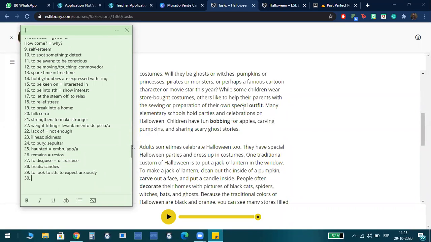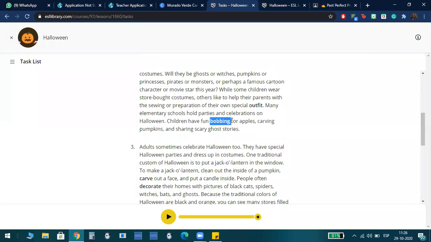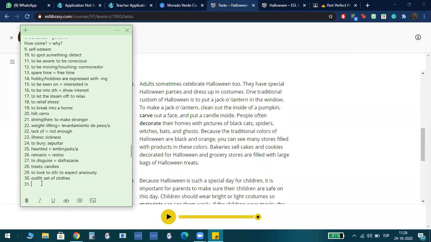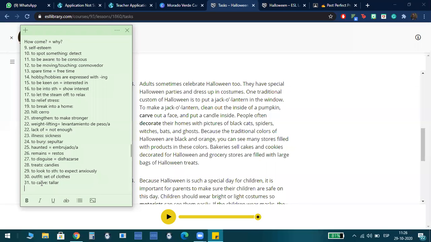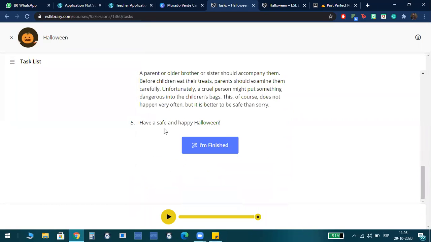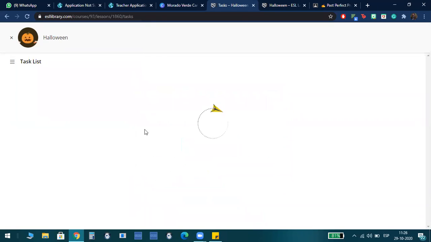And then we have, for example, outfit. Outfit we know is the set of clothes. Conjunto. And then we have children have fun bobbing for apples, carving pumpkins. So bobbing is like having fun, okay, doing things. And also we have carve, tallar, okay, carve and decorate.